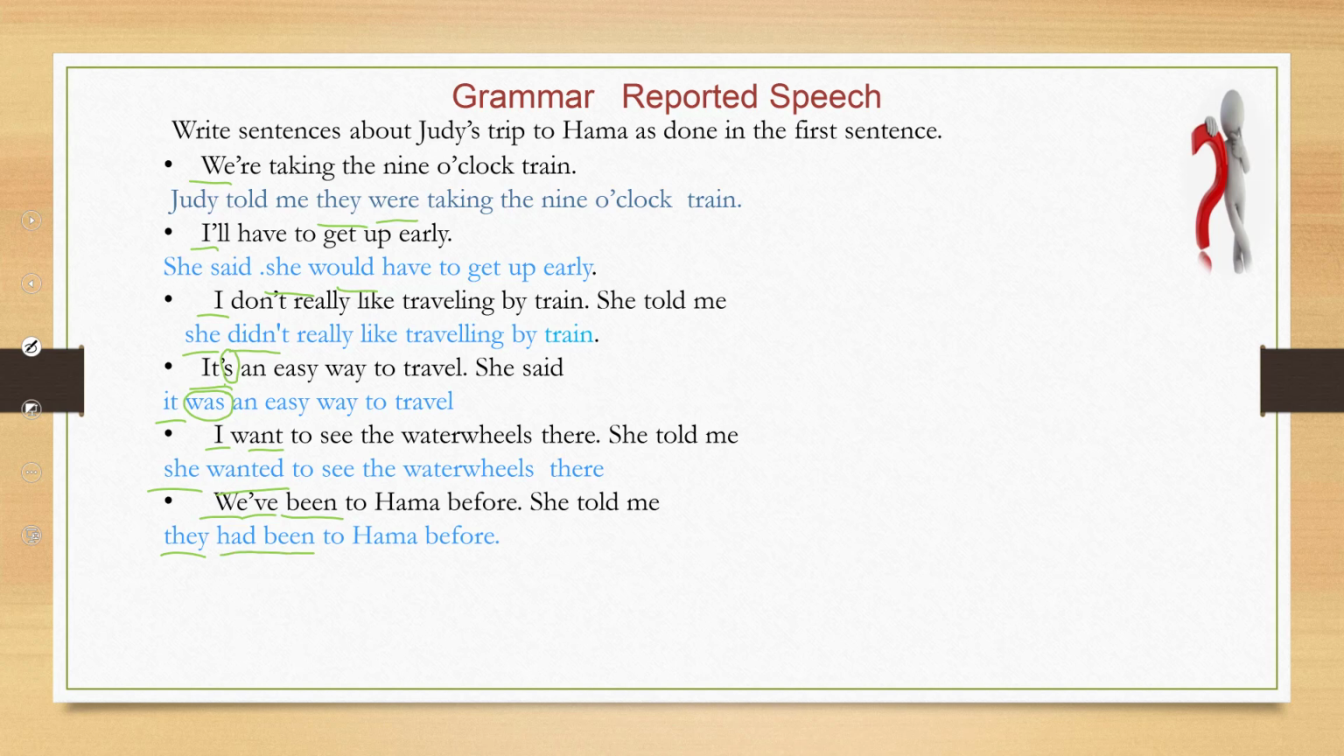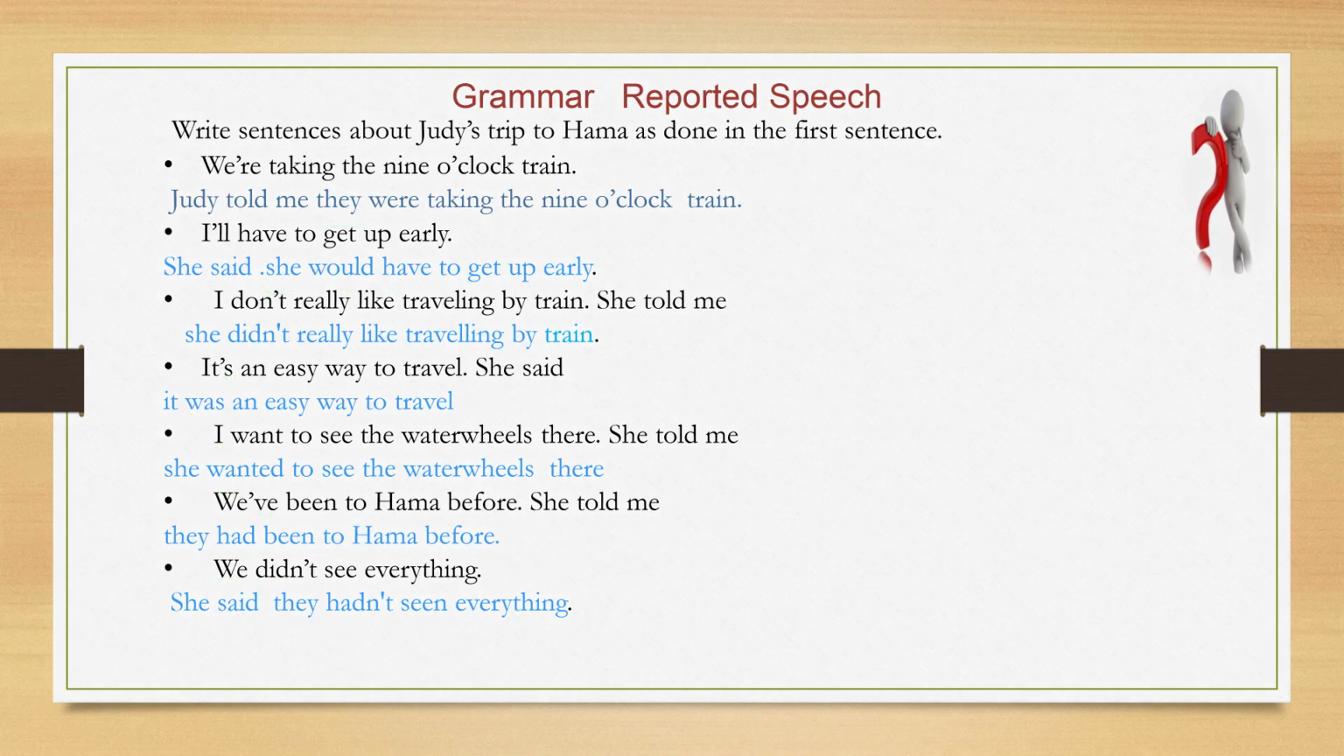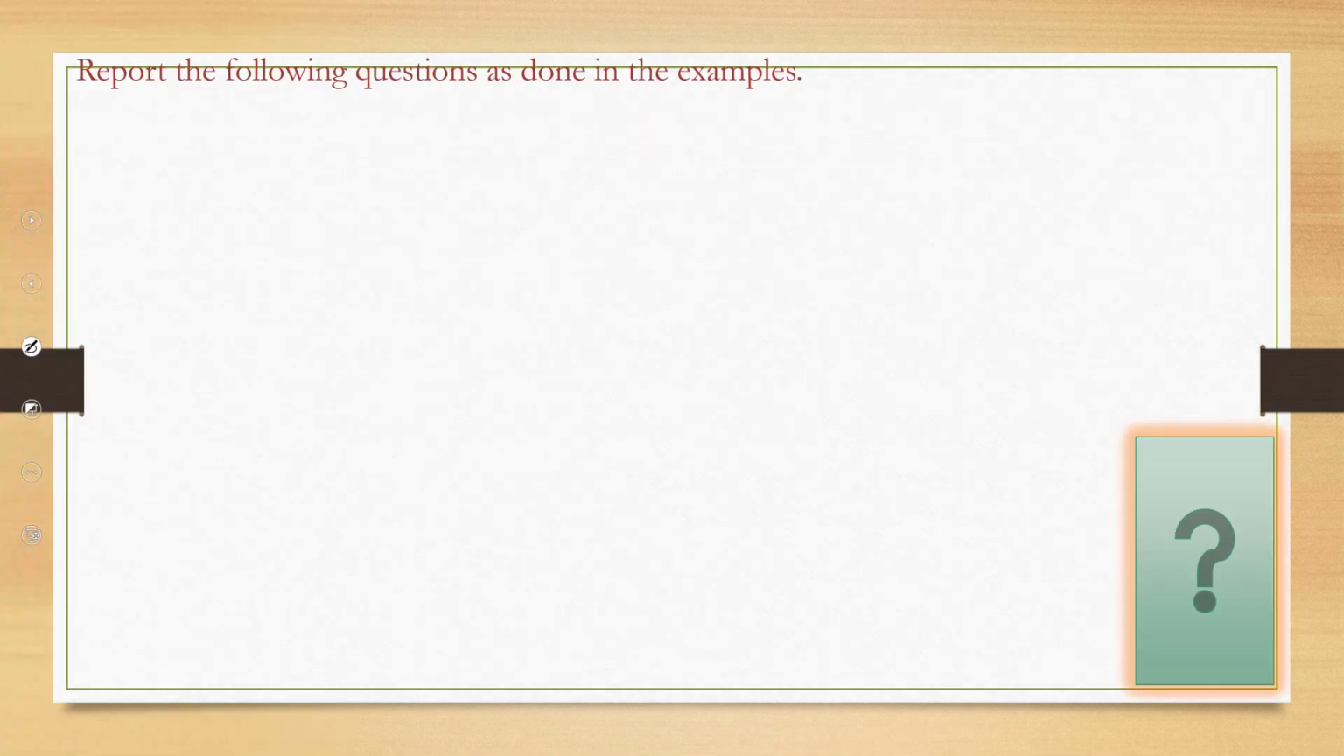Next, we didn't see everything. Here it's past sentence. And we said that past should be changed into past perfect. We should be changed into they. Didn't becomes hadn't seen everything. This is reported sentences. Now we move to reported questions.